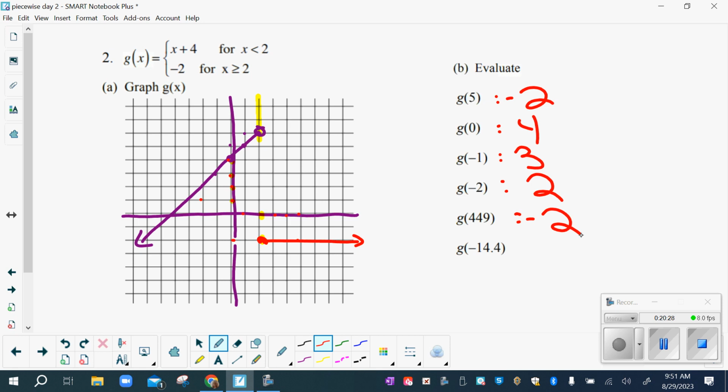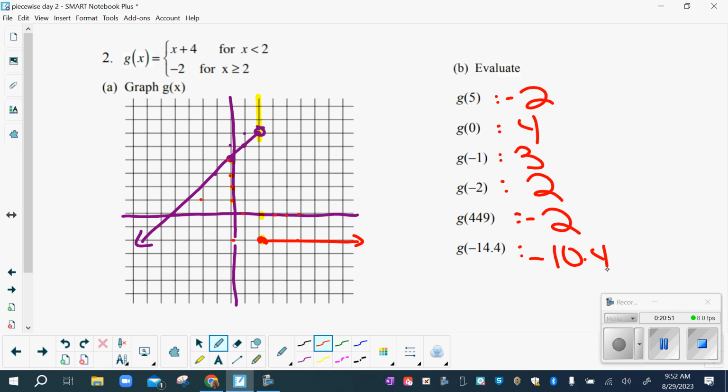You know what I'm going to do? I just know I'm using this guy, right? Because negative is this side. So I'm just going to say -14.4 plus 4 is going to be -10.4. I can use the graph or I can use the little equation, whichever is easier to do.